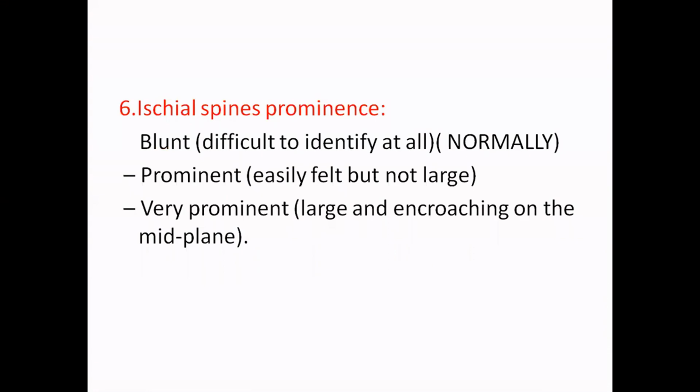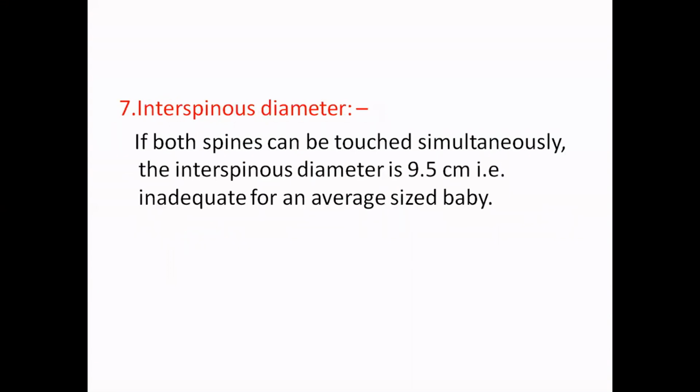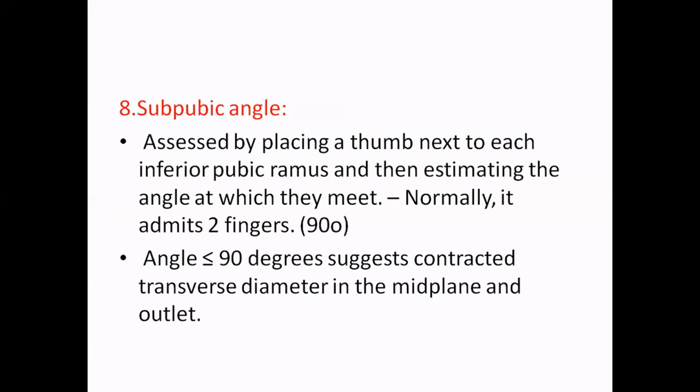Coming to the next assessment, that is assessment of ischial spine. Normally, the ischial spine is blunt and it is difficult to identify at all. But when it is easily felt, that is prominent or large and encroaching on the midplane, very prominent, it shows a contracted pelvis. Next, we should assess interspinous diameter. If both spines can be touched simultaneously, that is interspinous diameter is 9.5 cm, this will be inadequate for an average sized baby.